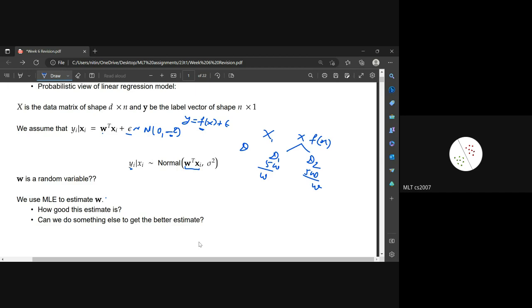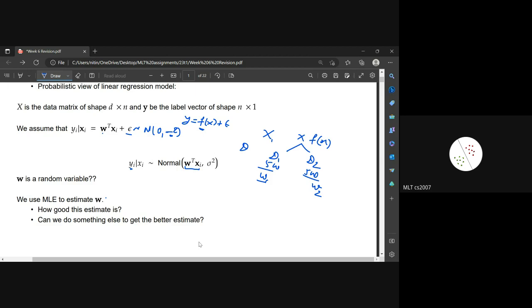So what do you think about those W vectors? Are they going to be the same, or different, or will they vary, or may they approximate better? What do you think about those weight vectors? It depends on the data set itself, isn't it? Exactly. So they depend upon the data set, right? So that's where the randomness comes in.